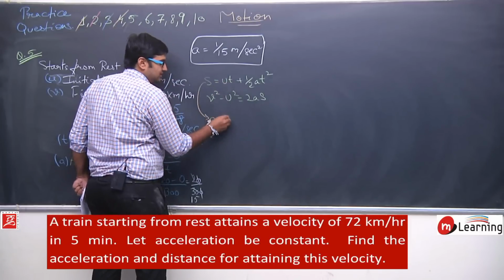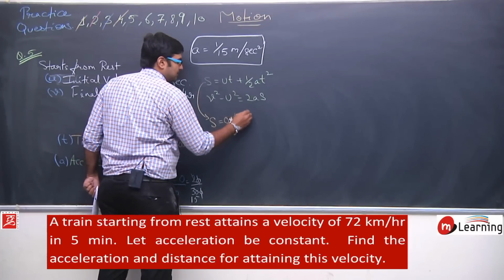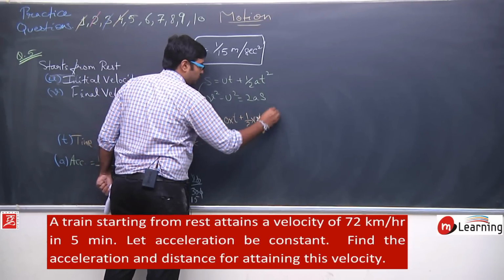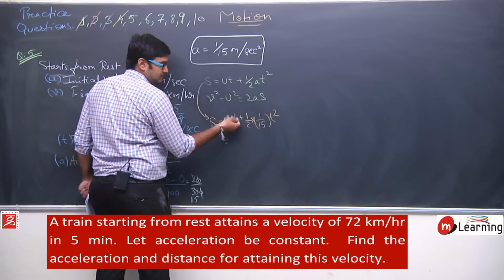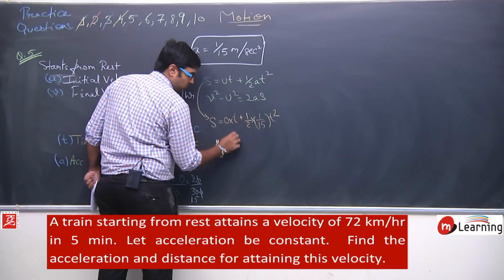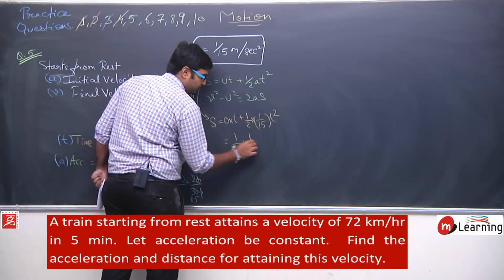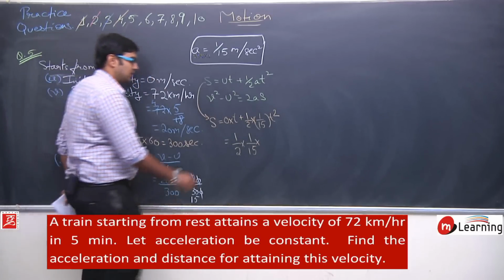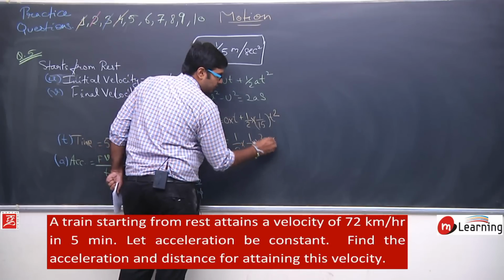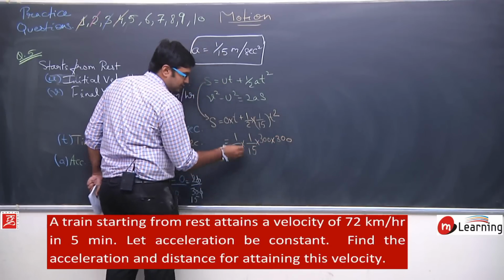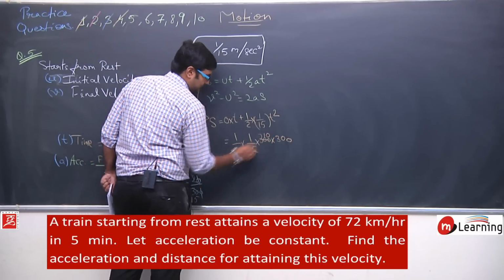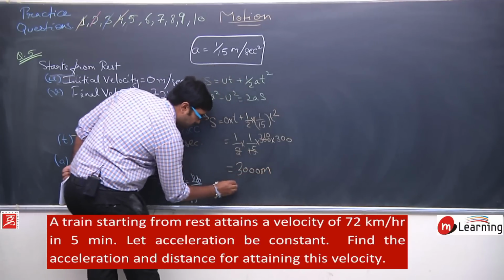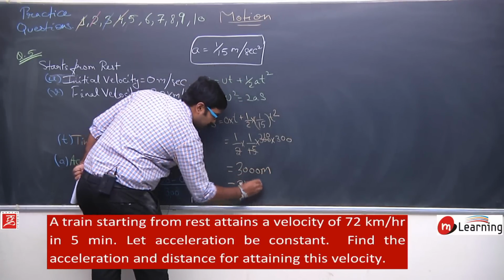Now what is u? u is 0 into time t plus half into acceleration, which is 1 upon 15, into t square. So 0 into t is 0. It will come out to be half into 1 upon 15 into t square. What is time? It is 300. So 300 into 300, I will write it twice. Now this will get cancelled. This is 10. So this comes out to be 3000 meters, or 3 kilometers.